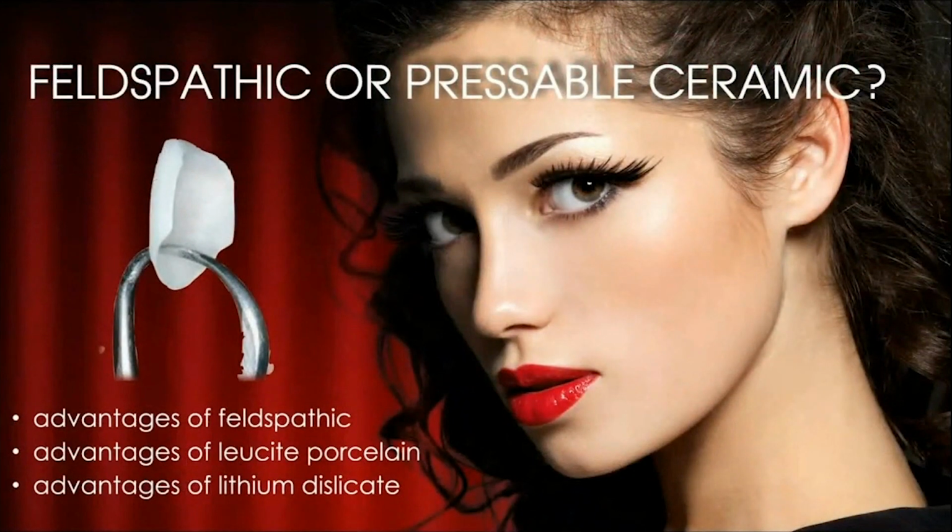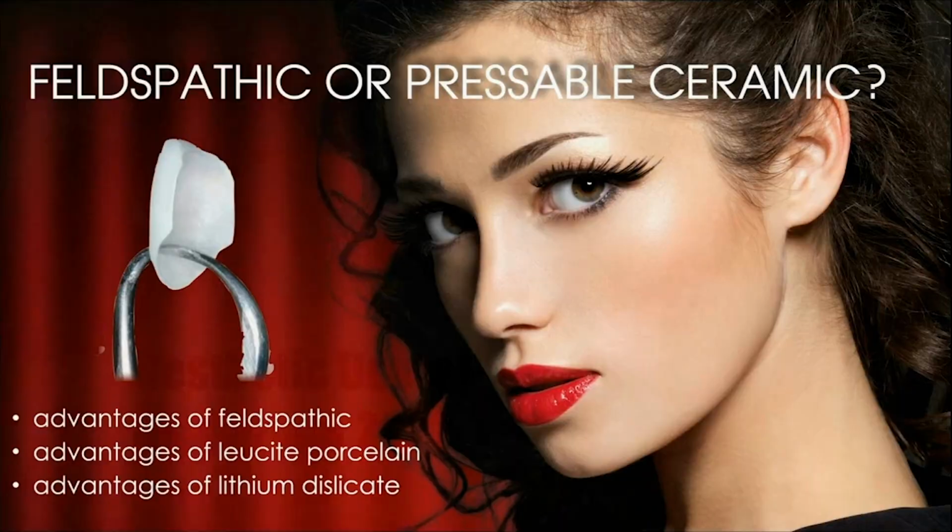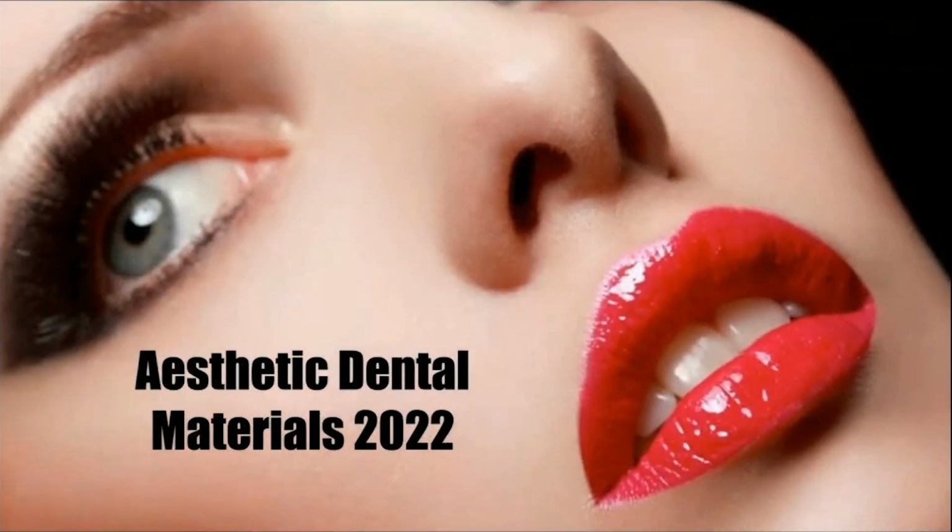Feldspathic or pressable ceramic, that's a tough one. I mean, what material you're going to use. And I think for us, it's our duty as dentists to understand what materials we use. Feldspathic, what are the advantages of that? Leucite porcelain, what are the pluses and minuses of that? Lithium disilicate, zirconium, and all the others as well. So I hope those dozen or so ideas help everyone think a little bit about how it isn't one thing. All those things help in your planning of anterior cases.